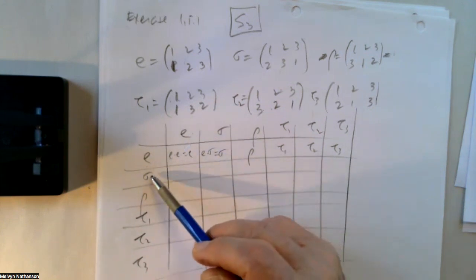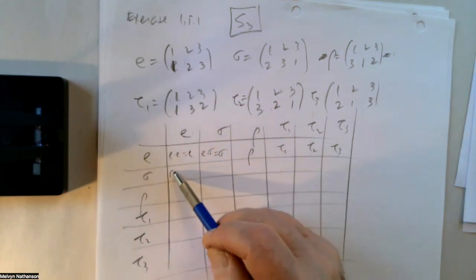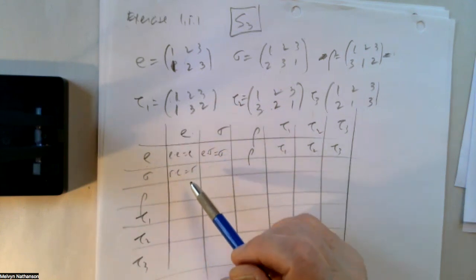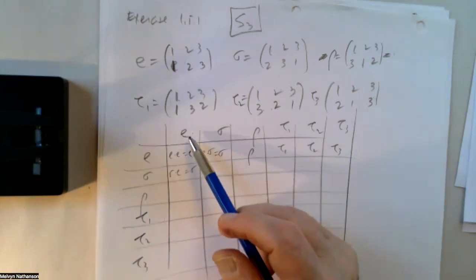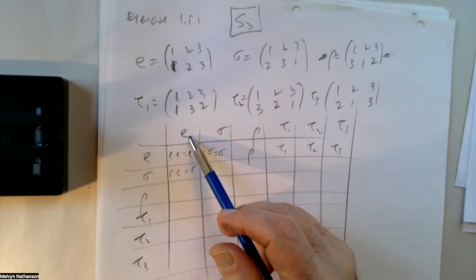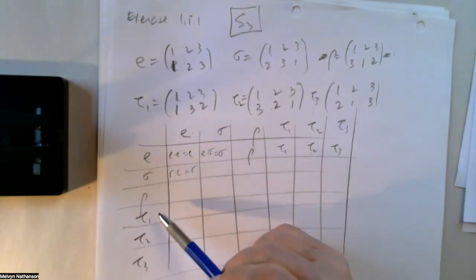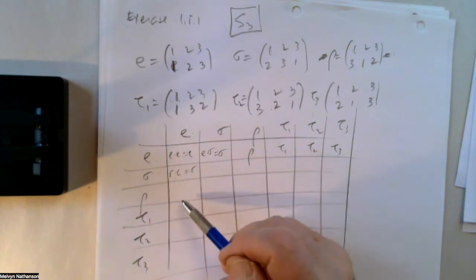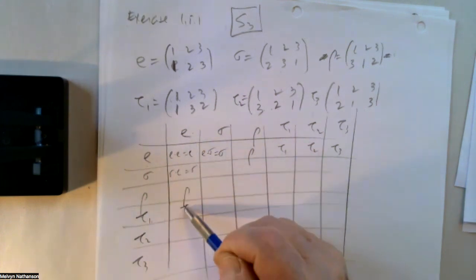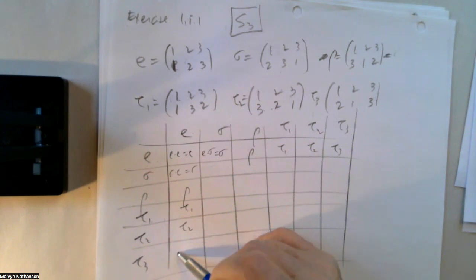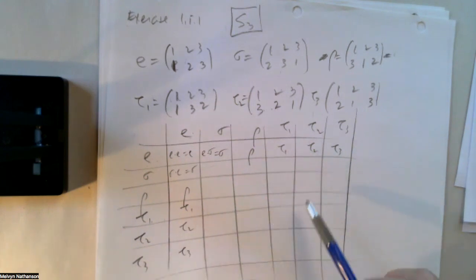This is E times E. This will be sigma times E, which is sigma. Again, if you multiply on the left or the right by the identity, it doesn't change anything. So rho times E is rho. Tau 1 times E, tau 2 times E, tau 3 times E. Okay. So I just filled in 11 of these boxes. I have 25 left.